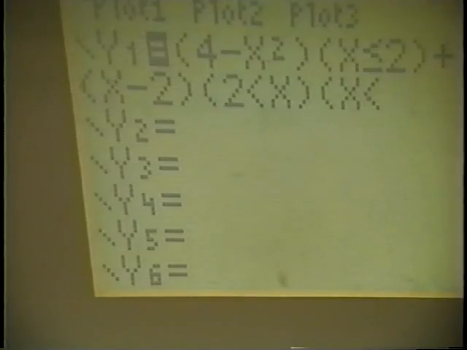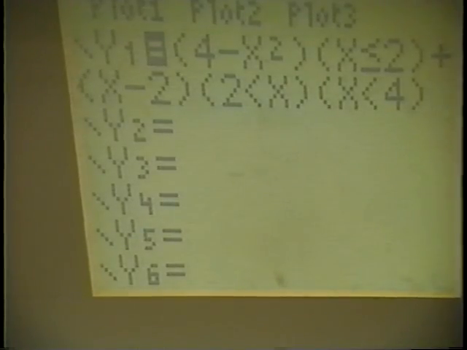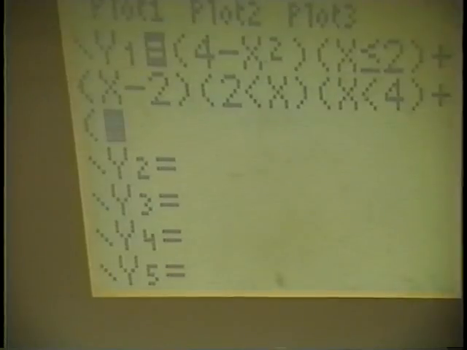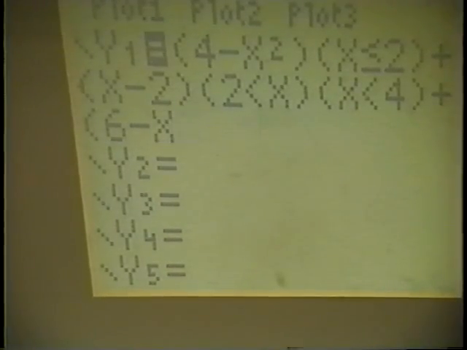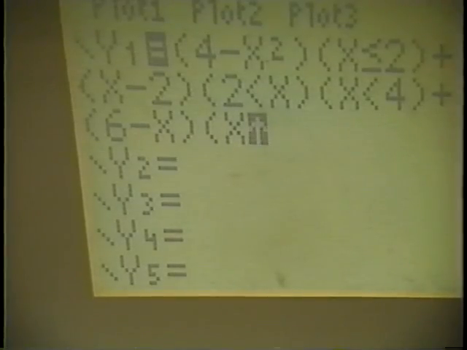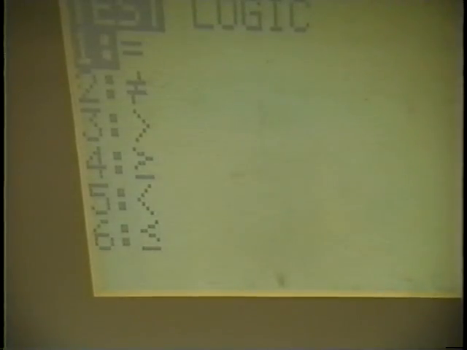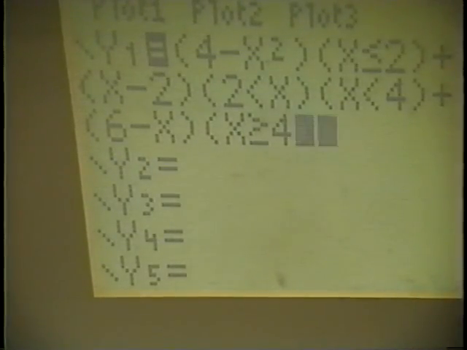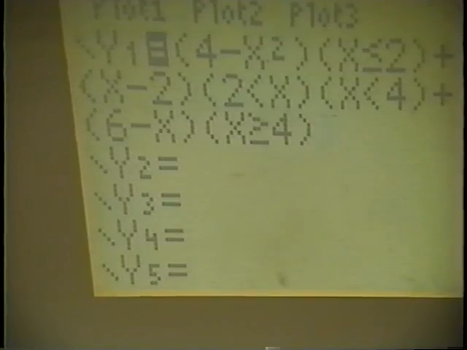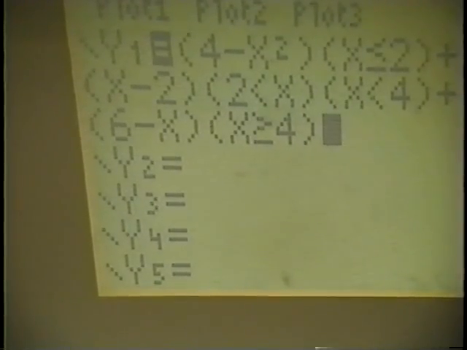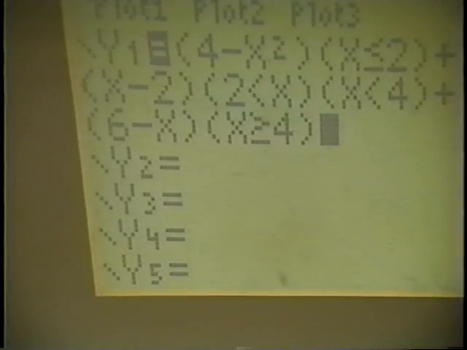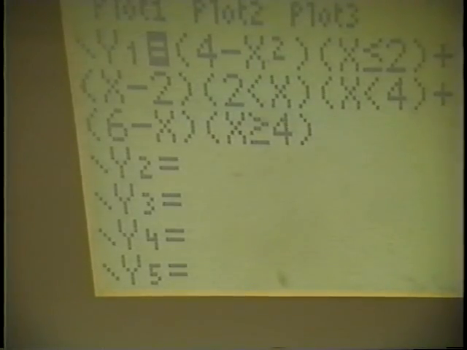4, close parentheses, 2 less than x, and x less than 4, plus, left parentheses, 6 minus x, right parentheses, left parentheses, x, second, test, greater than or equal is option 4, and then the number 4, close parentheses. So 4 minus x squared if x is less than or equal to 2, and x minus 2 if x is between 2 and 4, and then 6 minus x if x is greater than or equal to 4.